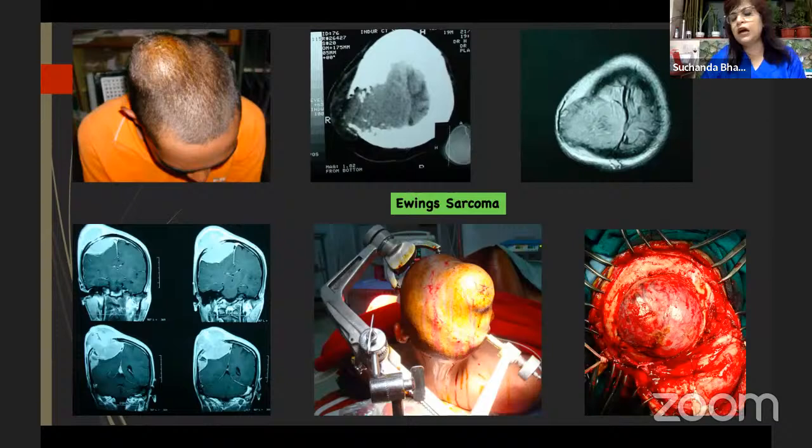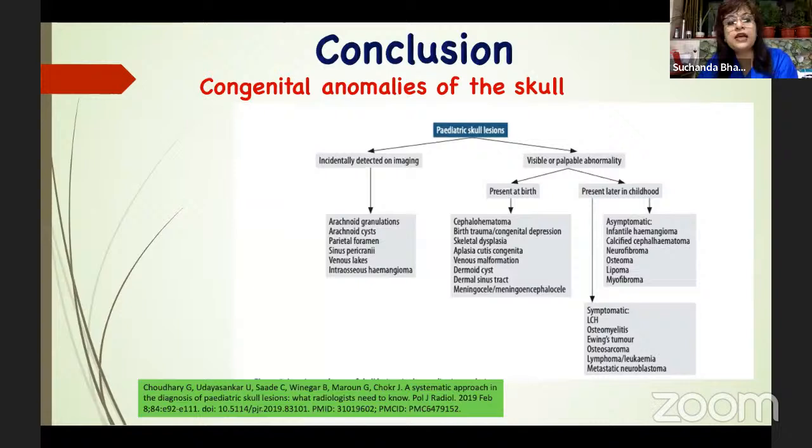So in conclusion, I have taken up this chart because I found it summarizes whatever I could show and whatever I said, and this is from Chaudhry et al., from the Polish Journal of Radiology. If you look at the pediatric skull lesions incidentally detected on imaging, it will be arachnoid granulations, arachnoid cyst, parietal foramina, sinus pericranii, venous lakes, and intraosseous hemangioma.